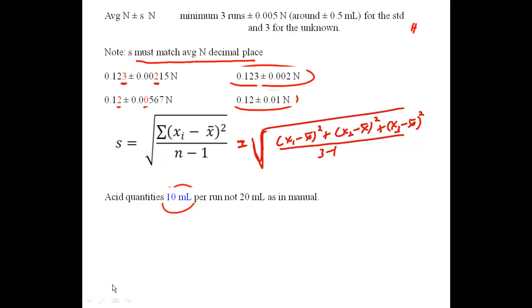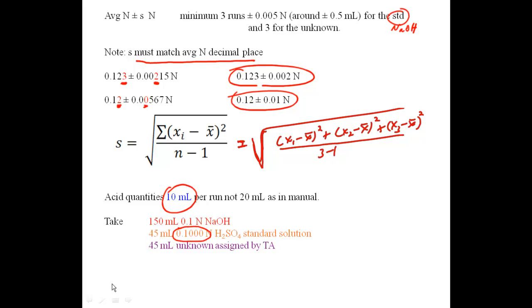How much of the chemicals do you need to run the experiment? You need 150 milliliters of the 0.1 normality sodium hydroxide. You need 45 milliliters of the 0.1 normality H2SO4 standard solution. Whatever the value is on that bottle is the concentration of that standard solution, so whatever it says on that bottle, we record that. That is the number for the H2SO4 that we'll be using in this experiment. You also need 45 milliliters of unknown that will be assigned by the TA. That should be plenty to do 4 runs of sodium hydroxide and 4 runs of your unknown.